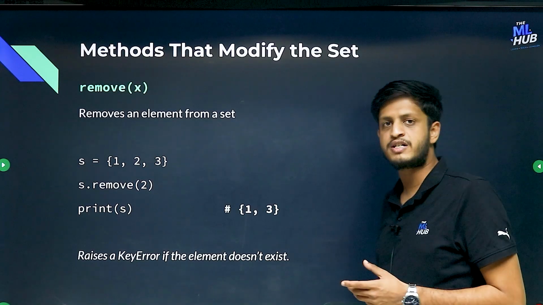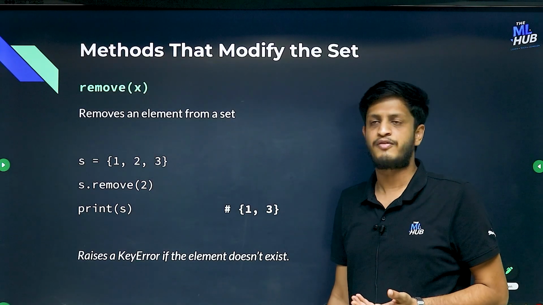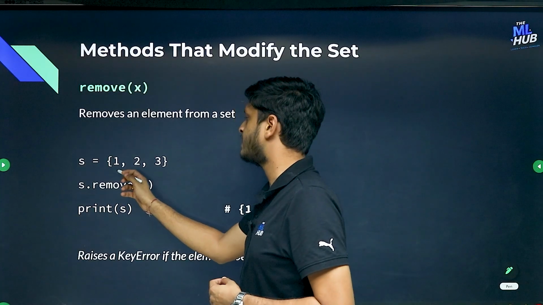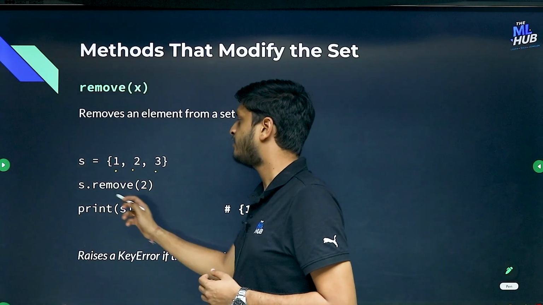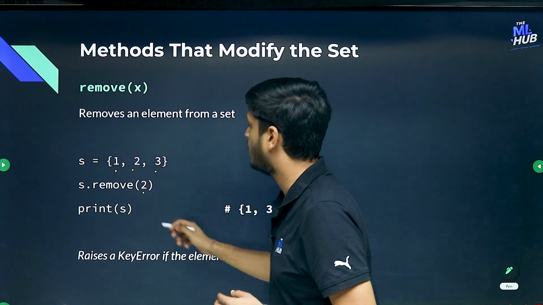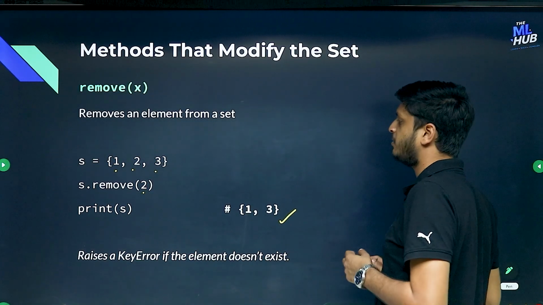Now we have the remove function. The remove function removes an element from a set. So if the set contains elements 1, 2 and 3, and you do s.remove(2), 2 will be removed from the set. And now if you print the set, only the elements 1 and 3 will be printed.